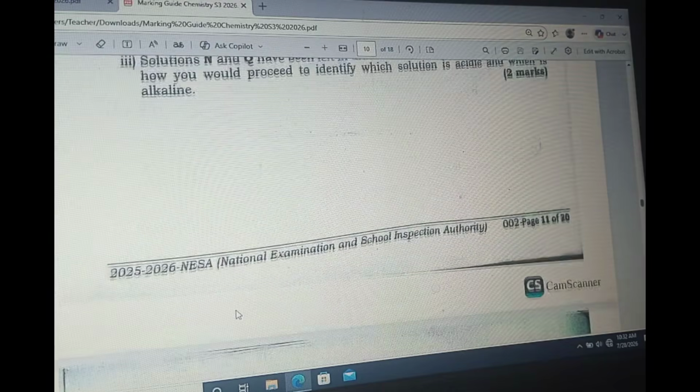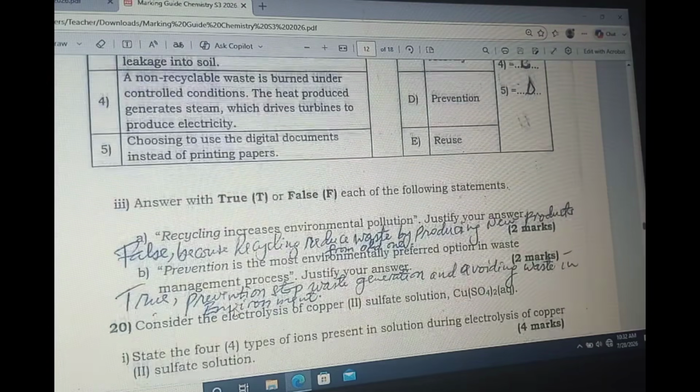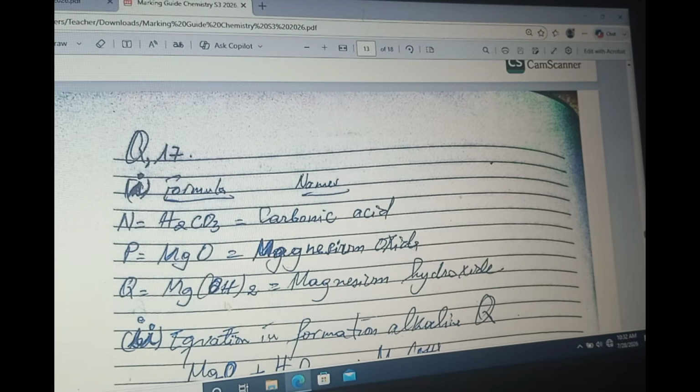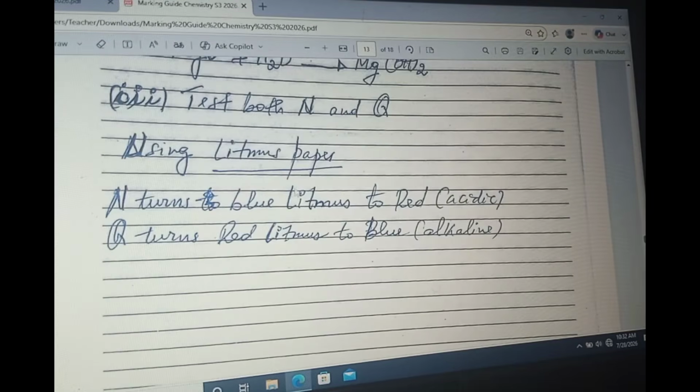Okay, let's see the correct answer here. Carbonic acid, magnesium oxide, and magnesium hydroxide. The equation: magnesium oxide reacts with water to form magnesium hydroxide. Okay.